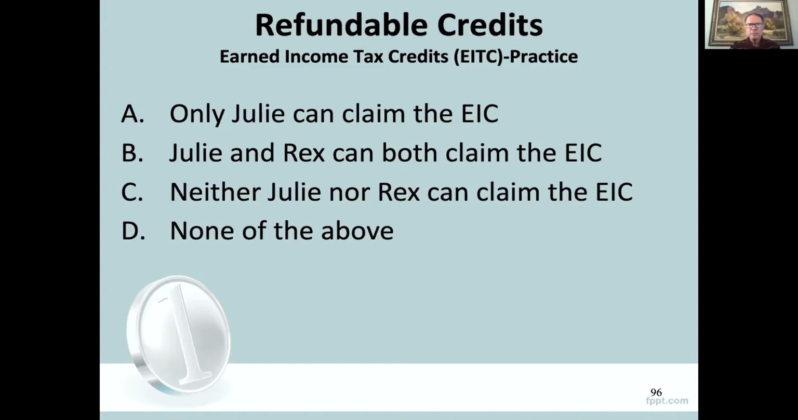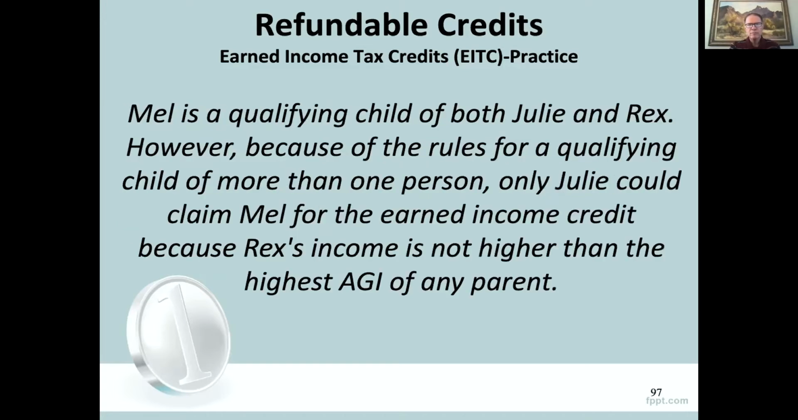Only Julie, or Julie and Rex both, or neither, or all of the above? Well, it can't be none of the above. It could be none of the above because those could all cancel out. Well, Mel is a qualifying child of both Julie and Rex. But because of the rules for a qualifying child of more than one person, only Julie can claim Mel for the earned income because Rex's income is not higher than the highest AGI of any parent.